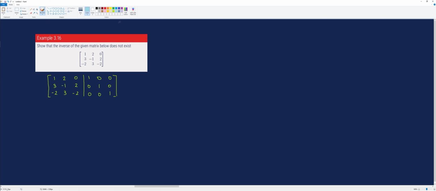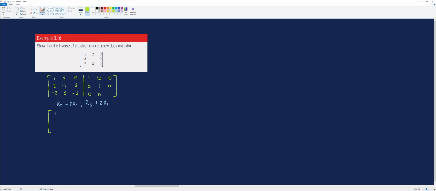So we will perform elementary row operations, to change this one to 0 and 0. To make this 0, all we need to do is perform this operation, that is R2 minus 3 R1. Here, to change this to 0, all we need to do is this, that's R3 plus 2 R1. So let's perform these operations.